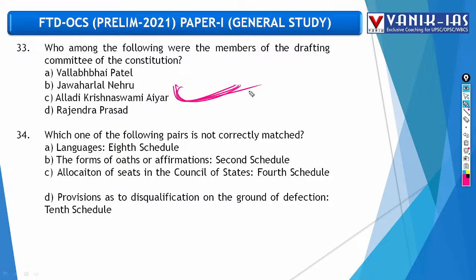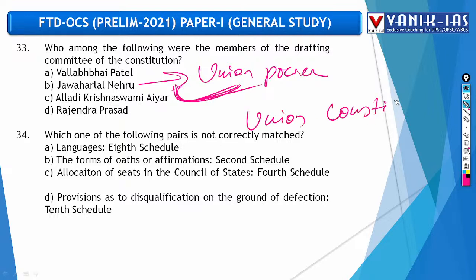And the chairman was B.R. Ambedkar. And Jawaharlal Nehru, he has the Union Powers Committee. Union Powers Committee was in the hands of Jawaharlal Nehru. Union Constitution Committee, that was also under Jawaharlal Nehru. But the Drafting Committee was under B.R. Ambedkar.